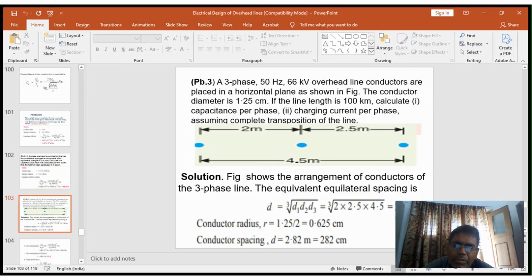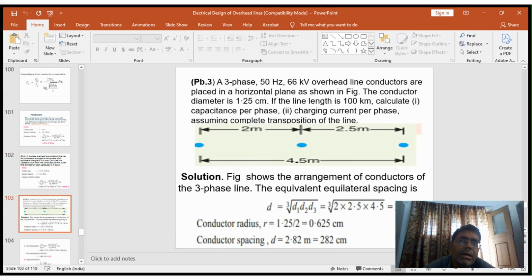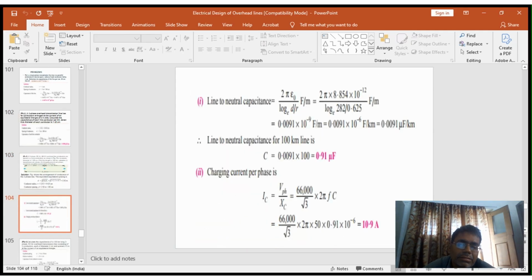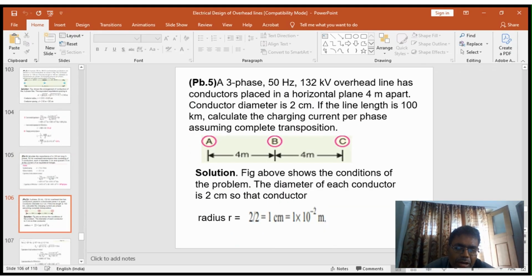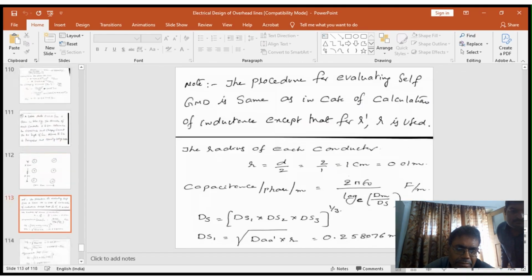These are some important formulas on capacitance.